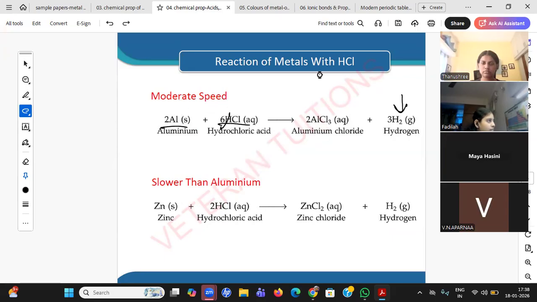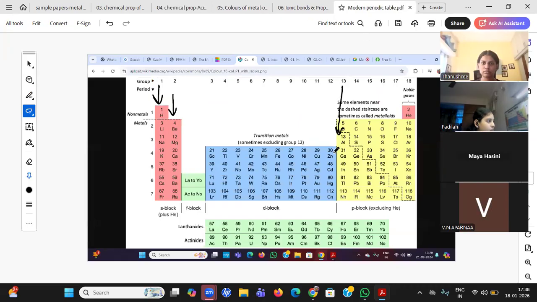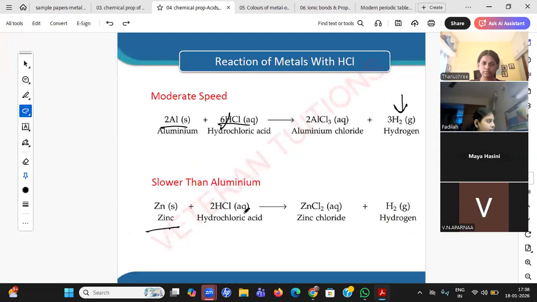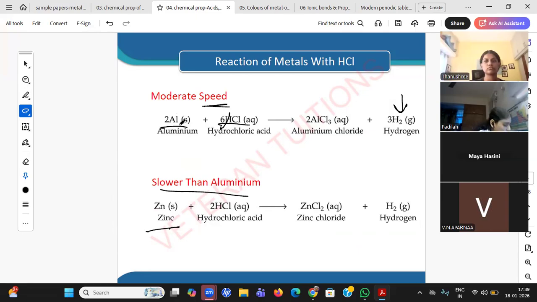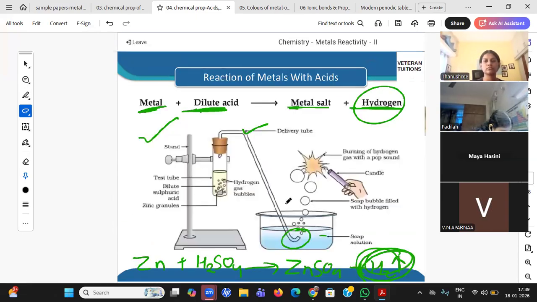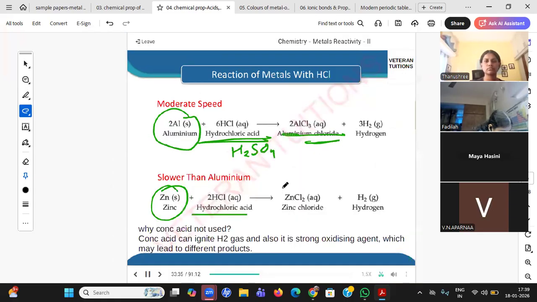Now let us go to the other important metals like zinc, copper, iron, gold, silver. Zinc will also react with hydrochloric acid, but it is still less than the others. As I switch from group 1, group 2, group 3 to some of the important metals, the speed is reducing. First group very fast, second group little fast, third group moderate, and the remaining elements somewhat less speed.